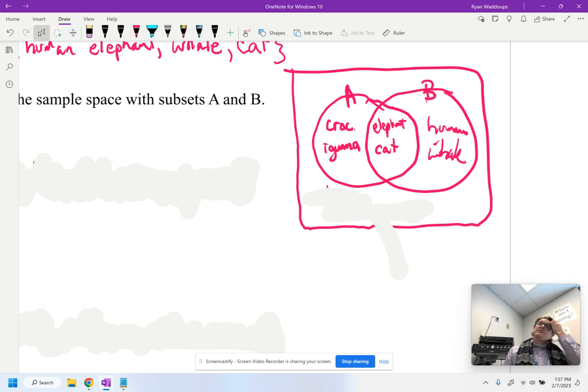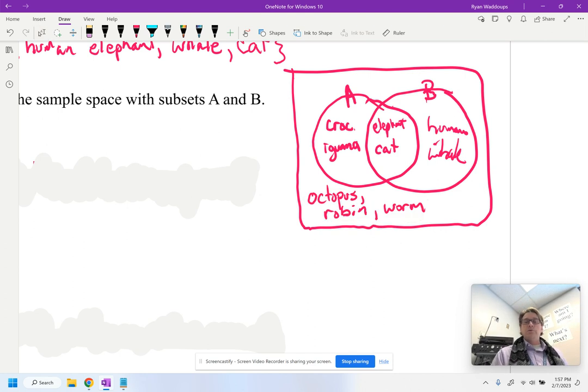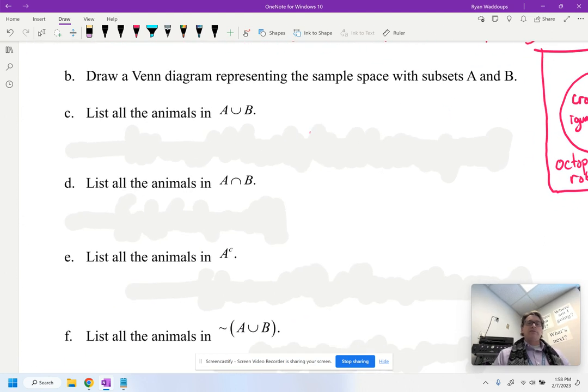Finally, in our sample space, there are animals that don't fit in either of those categories, that are neither mammals nor do they walk on 4 legs. And that's what we would put in this space out here, which is octopus, robin, and worm. All right. Finally, over here, we're going to go through some of these. List all the animals in A union B. Alexander, what would be in an A union B?